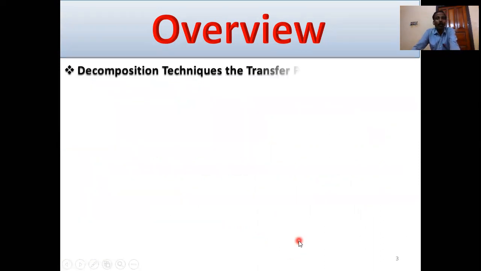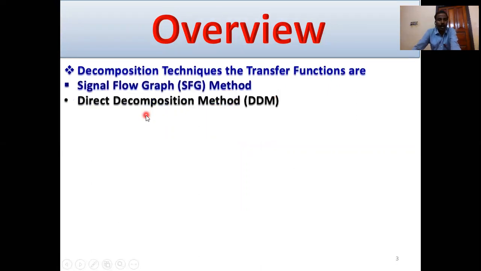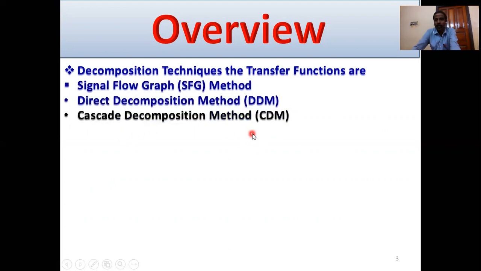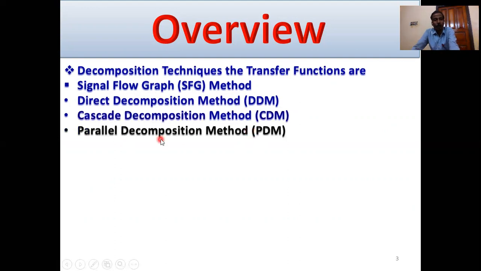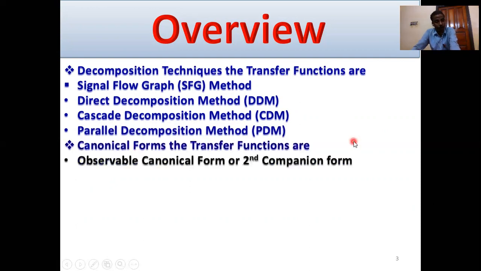Then another overview: with respect to decomposition technique, transfer function is mainly of four types. Signal flow graph transfer function method, direct decomposition transfer function method, cascade decomposition transfer function method, parallel decomposition transfer function method, and another form, canonical form. The transfer functions are mainly four types.